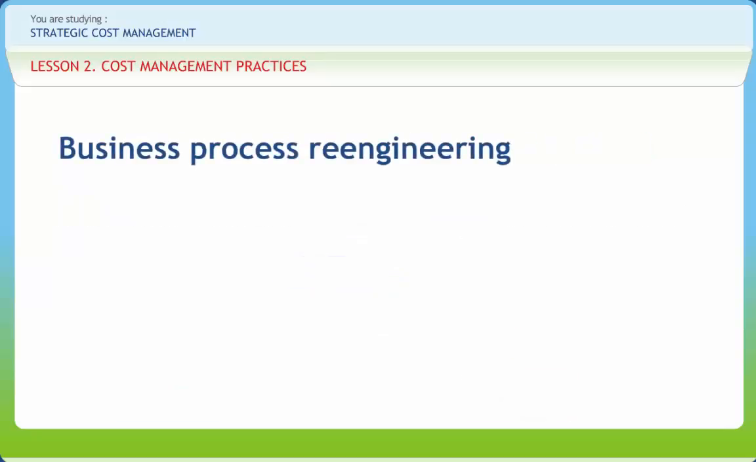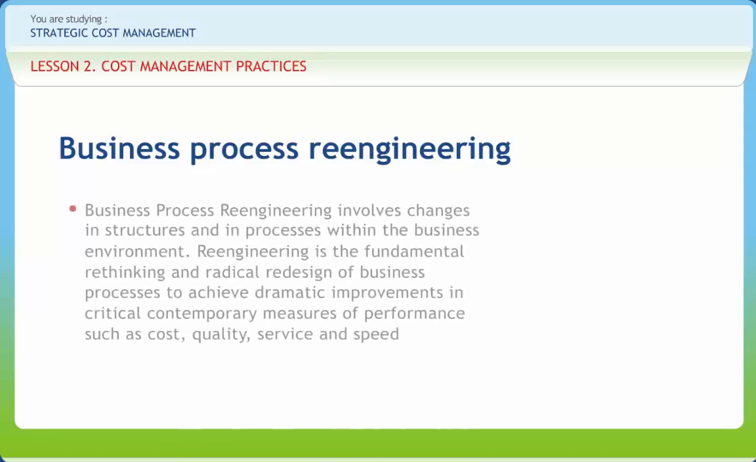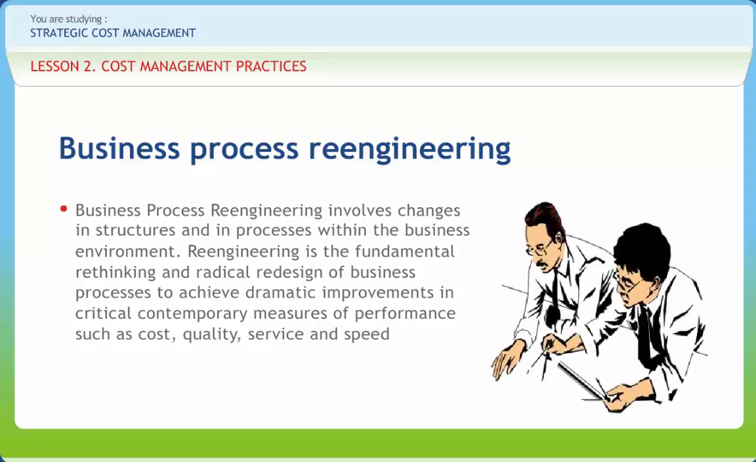Business process reengineering is a discipline in which extensive research has been carried out and numerous methodologies churned out. Business process reengineering involves changes in structures and in processes within the business environment. Reengineering is the fundamental rethinking and radical redesign of business processes to achieve dramatic improvements in critical contemporary measures of performance, such as cost, quality, service, and speed.